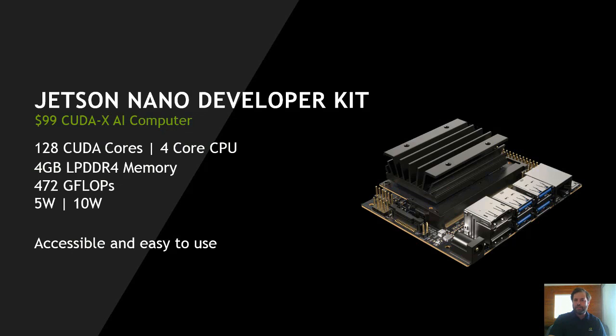This is the Nano Developer Kit, and it's a complete embedded AI computer that has an NVIDIA GPU on board capable of 472 gigaflops of compute with full support for CUDA 10, a quad-core ARM 64-bit CPU, 4 gigs of RAM, and it's only $99. It's fully compatible with Linux and the NVIDIA AI platform, it's supported by NVIDIA software, and it has the performance and power efficiency to run modern AI workloads, all in 5 to 10 watts in a compact footprint.